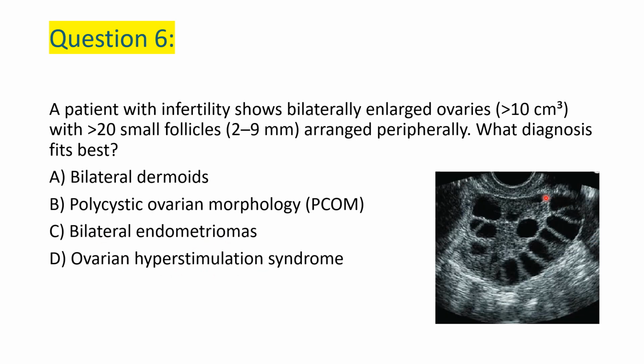So you can see the morphology there. We've got multiple cysts there and the echogenic stroma. So this is the morphology of polycystic ovarian morphology, PCOM. If we have ovaries which are enlarged above 10 cubic centimeters with above 20 small follicles 2 to 9 millimeters in diameter, that's polycystic ovarian morphology.